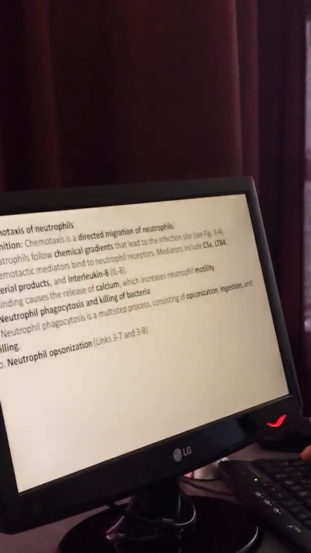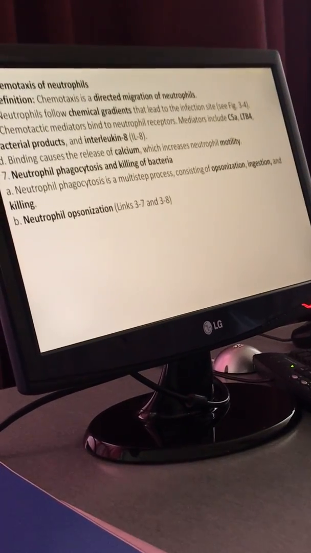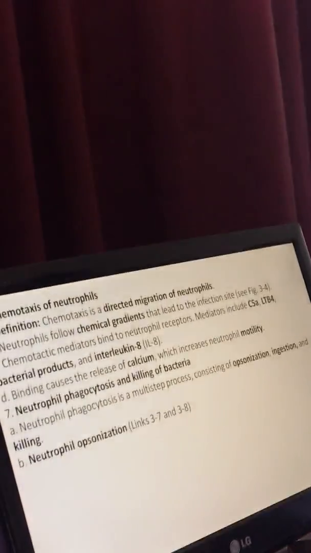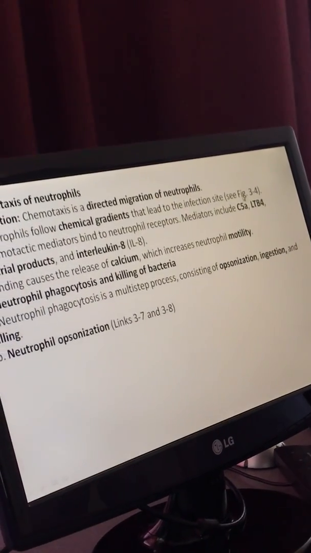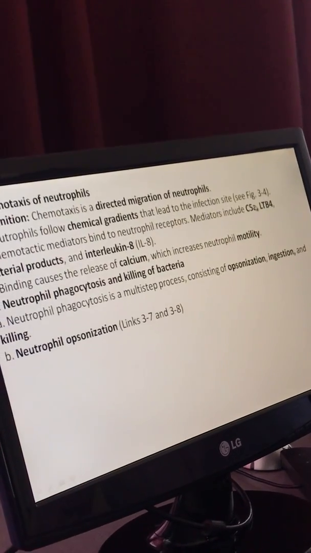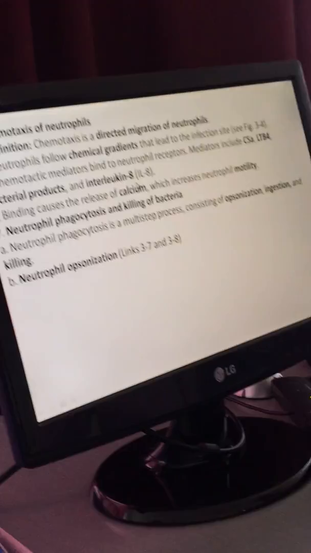Then we said that chemotaxis of neutrophils is the directed migration of neutrophils. Here, chemical mediators are important, such as C5a, leukotriene B4, bacterial products, and interleukin 8.